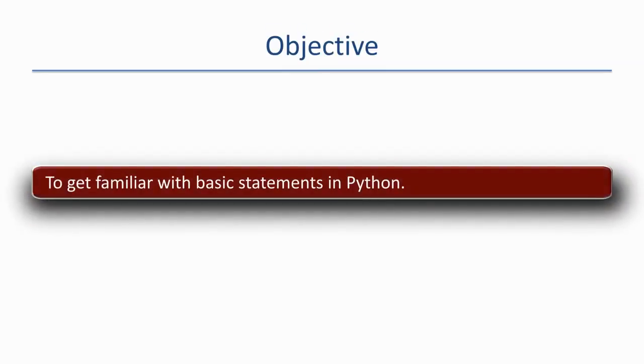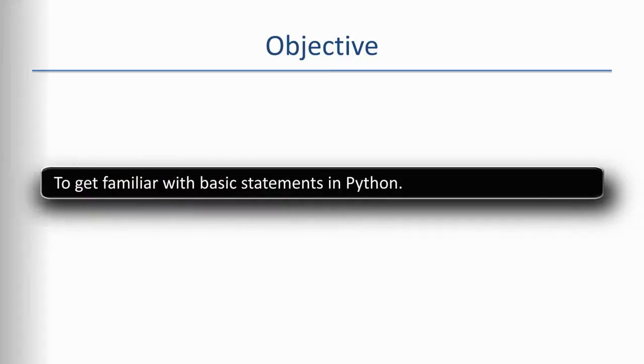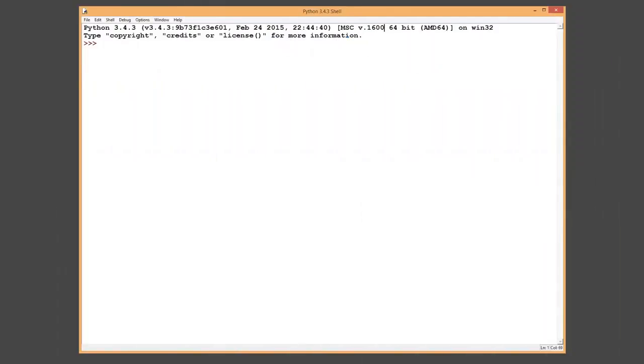Objective of this lesson is to get familiar with basic statements in Python. I have Python IDLE open here, and as I mentioned before, the first thing that you see in Python IDLE is the top of the Python, which shows you information about the version of the Python that you have, and then you see these three greater than signs here, which is called a prompt.